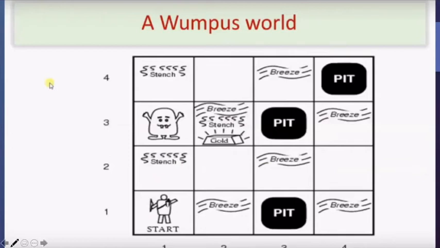Let's go to the example. So this is an example which is called Wumpus World example. Here we have a grid of 4 cross 4. You can say 4 cross 4 means how many? There are 16. You can say 16 blocks are there in this particular 4 into 4 grid.